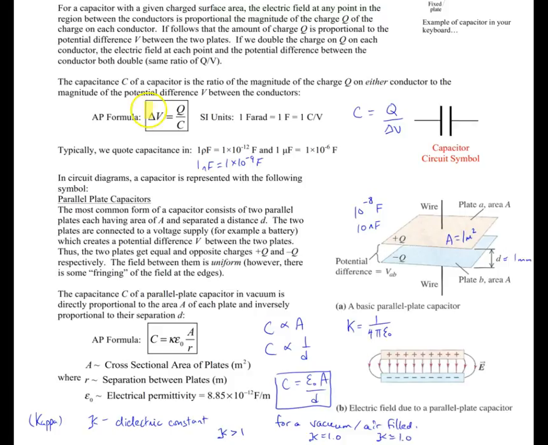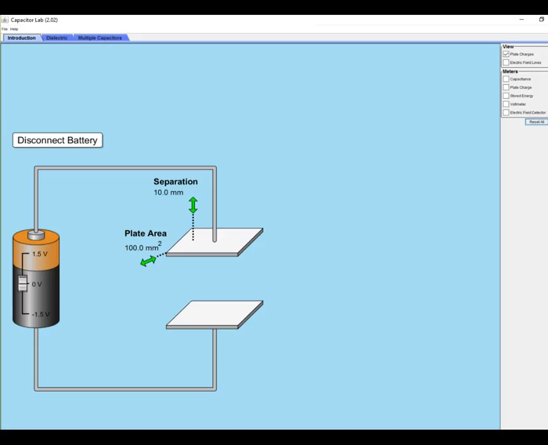So you've seen the formula relating the capacitance to the charge and voltage. You've seen how capacitance is related to the geometry of a parallel plate capacitor, comparing to the area and the distance, and the dielectric constant. And now let's talk about how the electric field is affected within the capacitor, and also the stored energy. Let's go back to our animation with the capacitor lab.